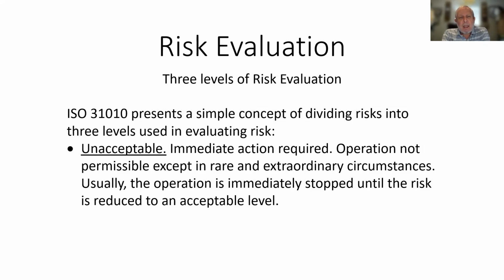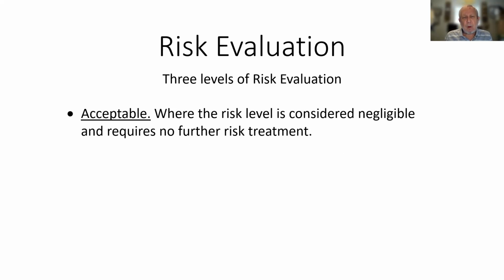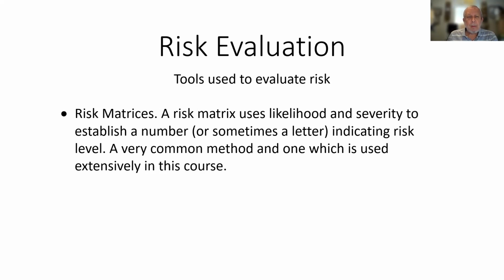Now, ISO 31010 presents a simple concept dividing risk into 3 levels used in evaluating risk. The first level, or the highest risk level, is unacceptable. Immediate action is required. Operation is not permissible except in rare and extraordinary circumstances. Usually, the operation is immediately stopped until the risk is at least reduced to an acceptable level. And then marginal, that's in the middle, where the cost and benefit of further risk treatment are evaluated before continuing. And acceptable, where the risk level is considered negligible and requires no further treatment. Those are the 3 levels in that ISO standard we mentioned.